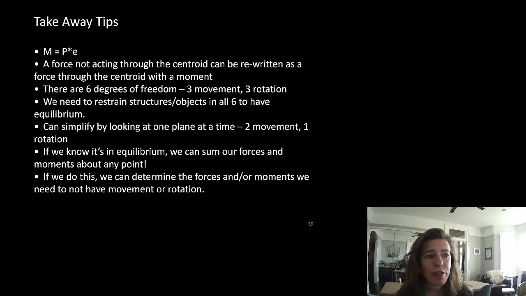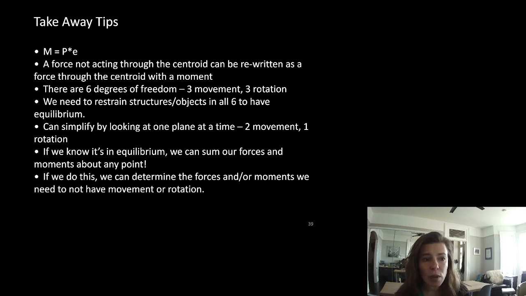There are 6 degrees of freedom, 3 of movement and 3 of rotation. We often work in a 2D world, and we could simplify it, but a 3D world, which is where we live, has 6 degrees of freedom. We need to restrain structures in all 6 directions, or all 6 degrees of freedom, to have equilibrium. We want equilibrium because that means it's static, and we don't want our buildings flying off into space. That would be a really poor building if it flew off into space. We can simplify it by looking at a 2D plane, so 2 of movement and 1 of rotation.